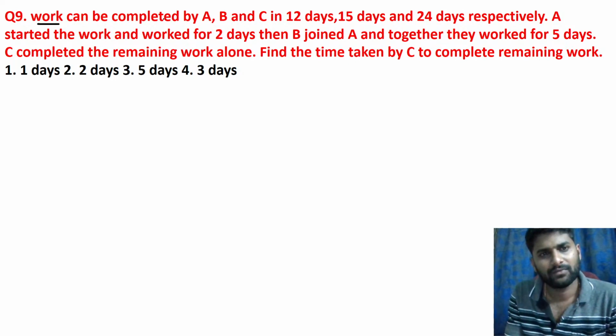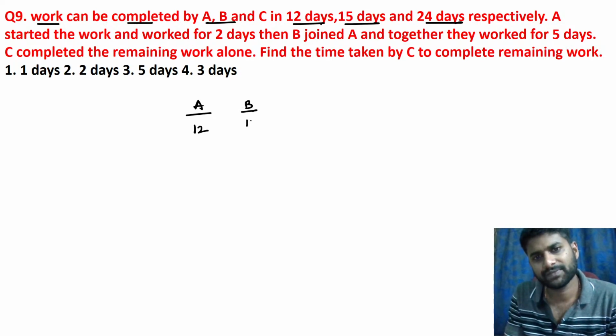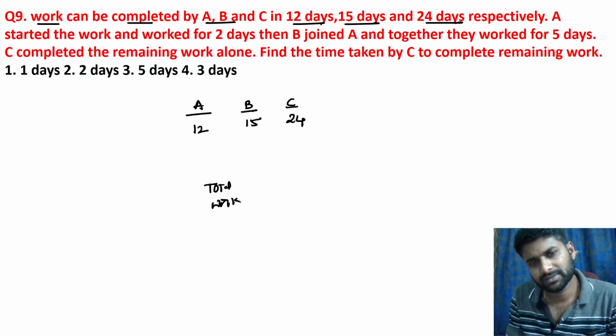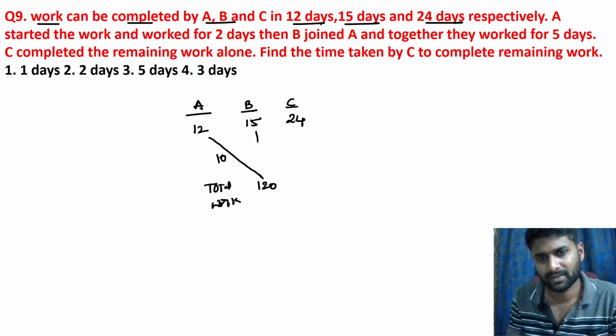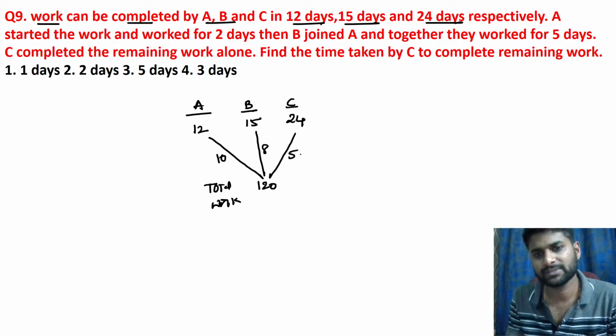Now see, work can be completed by A, B, C in 12 days, 15 days, 24 days. If I assign A, it takes 12 days. For B, it takes 15 days. For C, it takes 24 days. See here the total work is the LCM of 12, 15 and 24, which is 120 units of work. If I assign A, it takes 12 days, meaning the person completed 10 units per day. If I assign B, the person was doing 8 units per day. If I assign C, the person was doing 5 units per day.